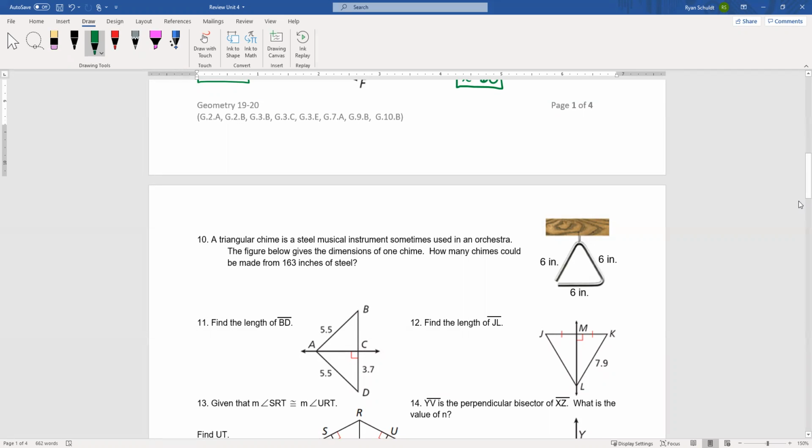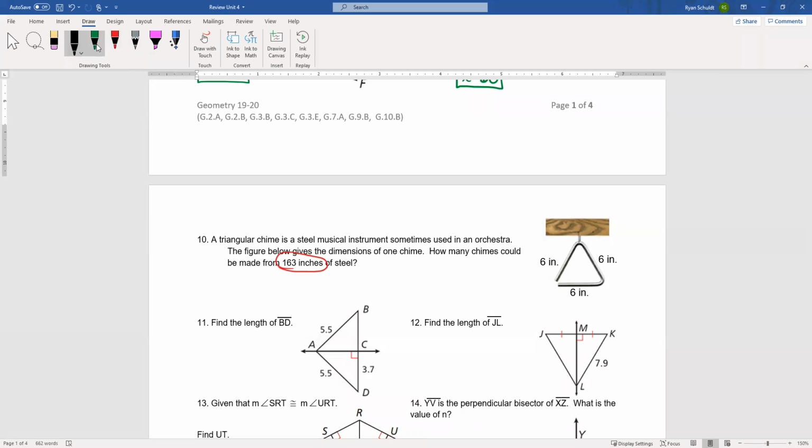Okay, number 10. A triangular chime is a steel musical instrument sometimes used in an orchestra. The figure below gives the dimensions of one chime. How many chimes could be made from 163 inches of steel? Okay. So we've got 163 inches we can play with here. Or we're not playing, we're building.